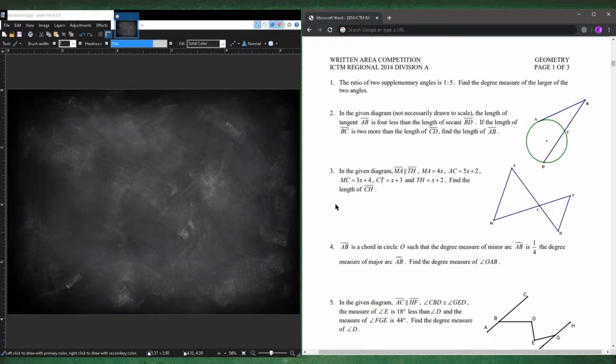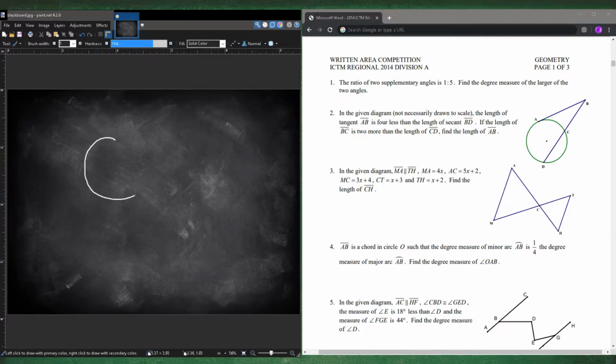Basically just that simple. In the given diagram, the length of AB is 4 less than the length of BD. If the length of BC is 2 more than the length of CD, find the length of AB. Okay, so let's draw this.